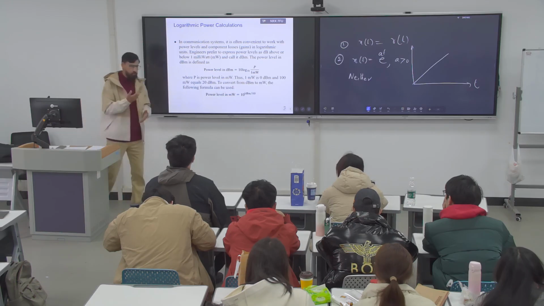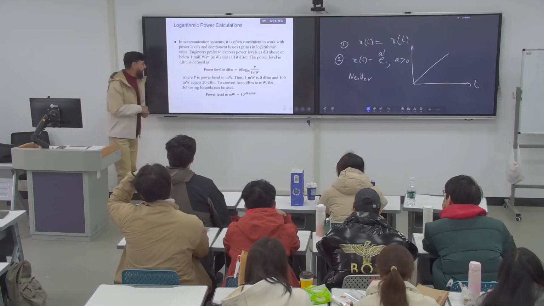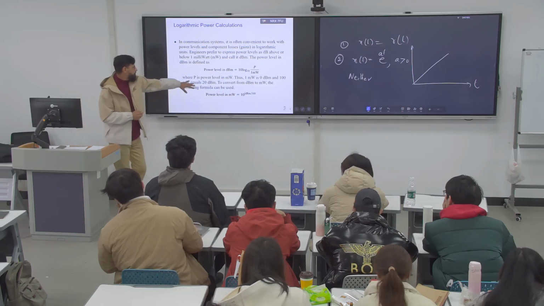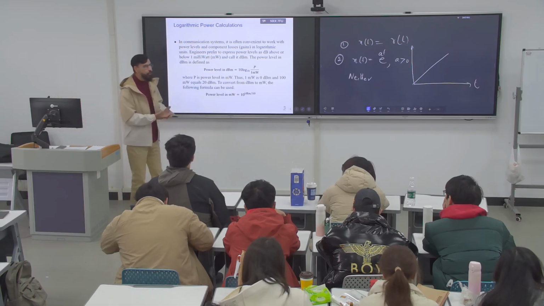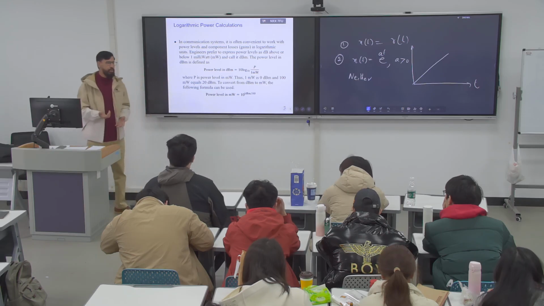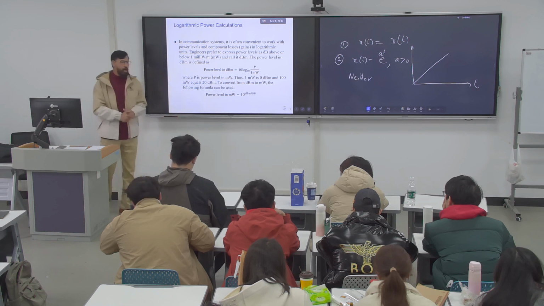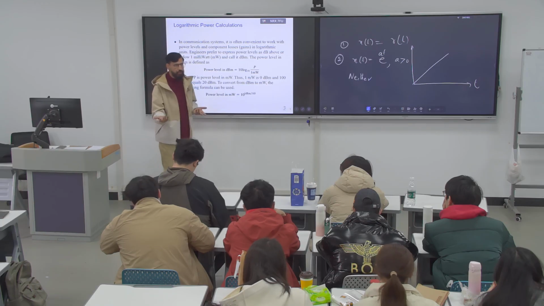We'll be talking about dB a lot in this course. Here, P is the power level in milliwatts. 1 milliwatt is 0 dB. What about 100 milliwatts? That is equal to 20 dB. Now, the actual signal is in watts, right?